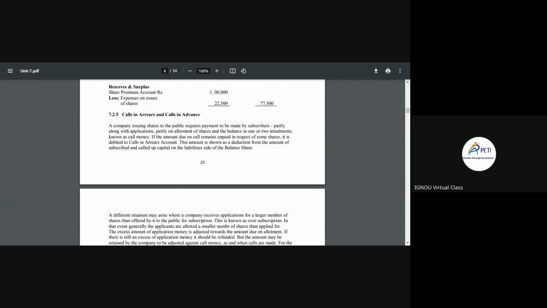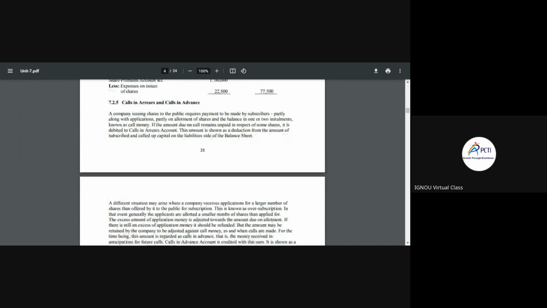And in the case of call in advance, a particular person has already paid all the installments in advance. Like he needs to pay rupees 2 on application, 3 on allotment, then 2.5 on first call and 2.5 on second call, but the whole total rupees 10 he paid at the time of application or allotment. That means he paid it in advance. So that will be known as call in advance. Call in advance will be shown on the asset side and call in arrear will be shown on the liability side.